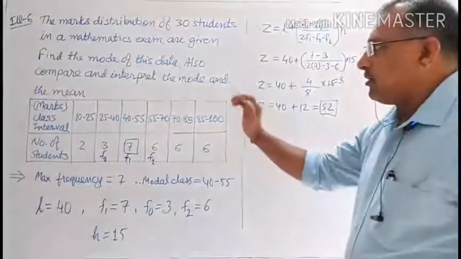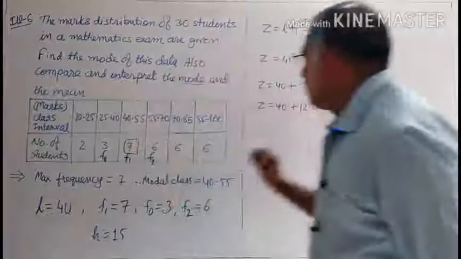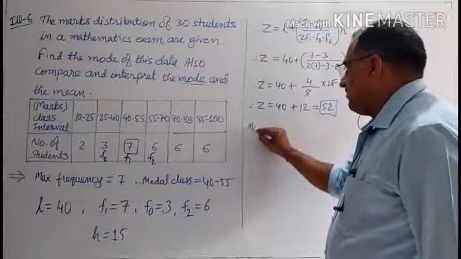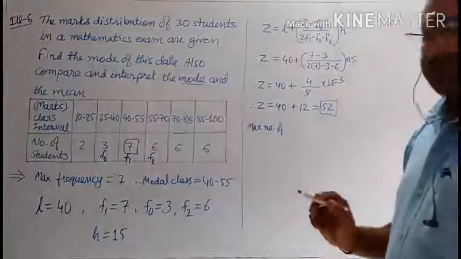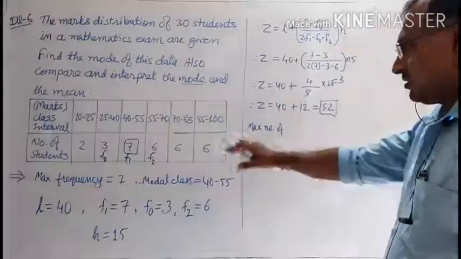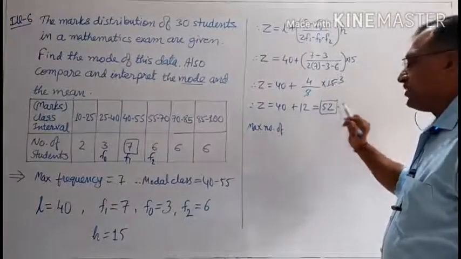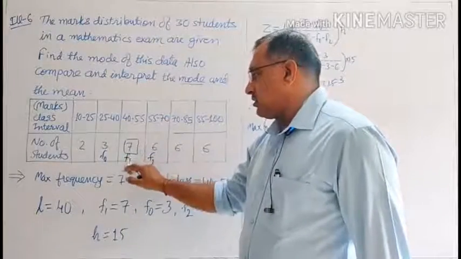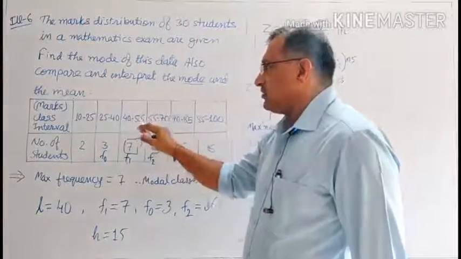Now what do we mean by mode? Our question, after finding the mode, is to compare and interpret the mode and mean. So first of all, what is the mode? Actually, for this data, out of these students, the maximum number of students obtained 52 marks. 52 is in this range. You can see, as we know the modal class, our mode lies in this range. So that is 52 marks.